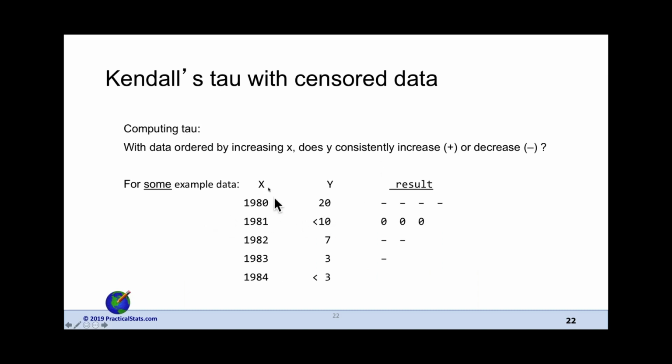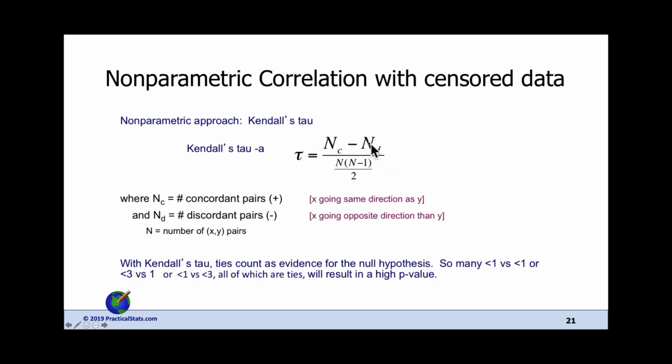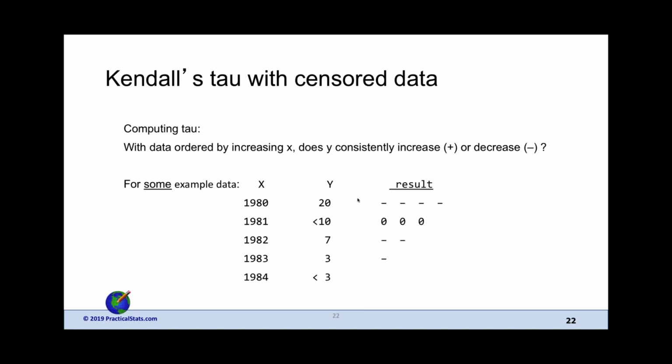So here's just a simple example where the X variable is the year. The Y variable is something that's being measured here. If you compare 20 to a less than 10, that's a decrease, so that gives you a minus. It's a discordant pair. 20 to a 7 is a minus. 20 to a 3 is a minus. 20 to a less than 3 is a minus. So even though I don't know the numbers for the less than 10 and less than 3, I know that they're decreases. So I put those in.